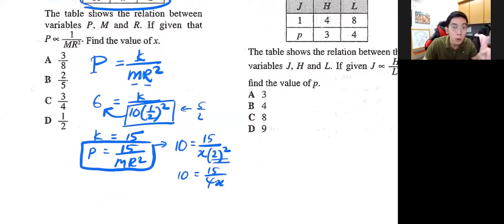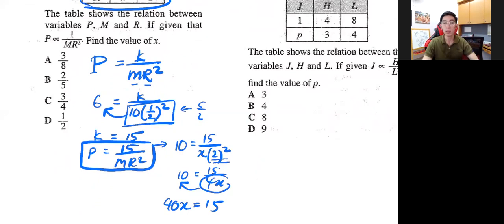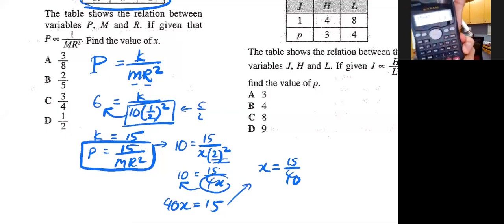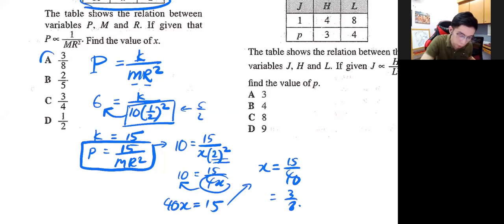Okay, so now you bring the divide over. You take this line, you bring it over, so it will be 10 times 4x. 40x equals 15. So now x equals 15 over 40. So 15 over 40, you type into the calculator. Ta-da! You get 3/8. So that's how you get your answer. But again, please keep all the workings.